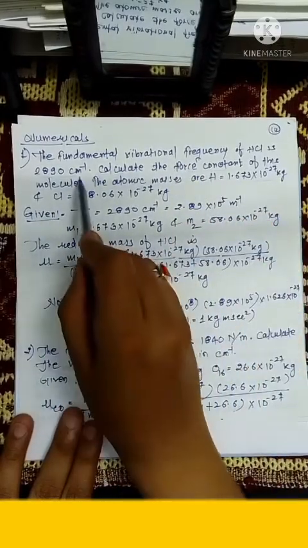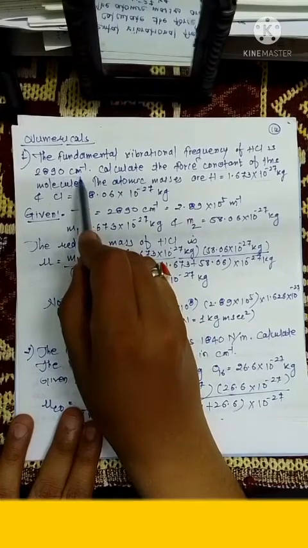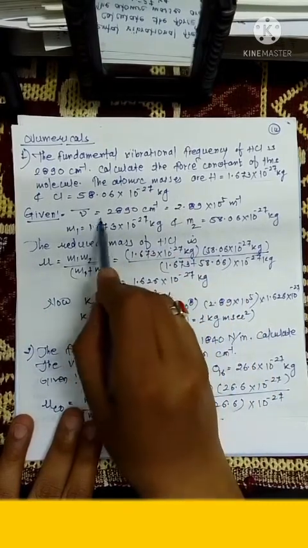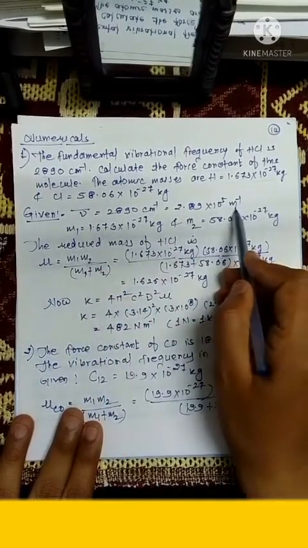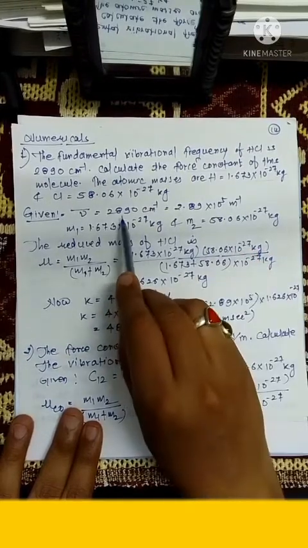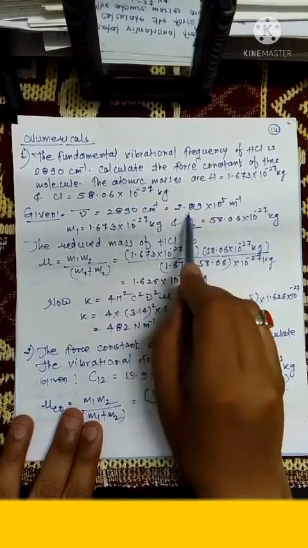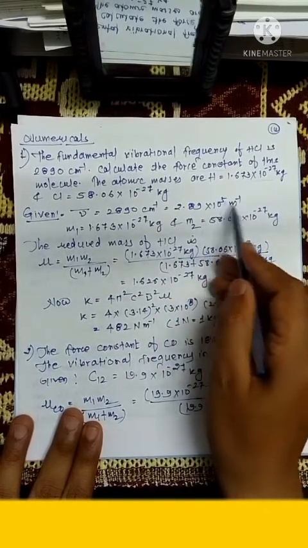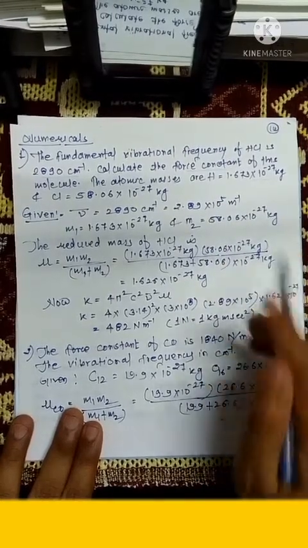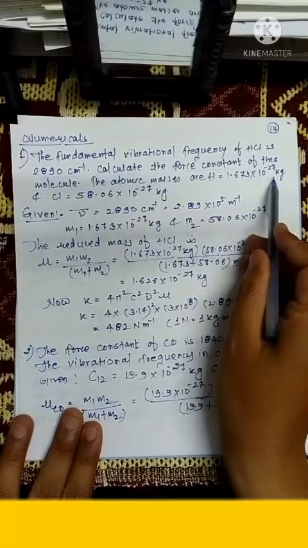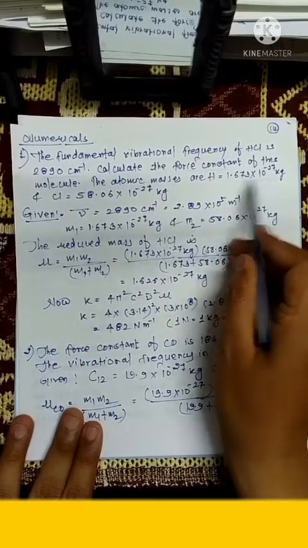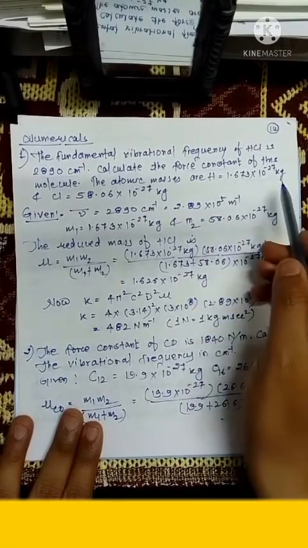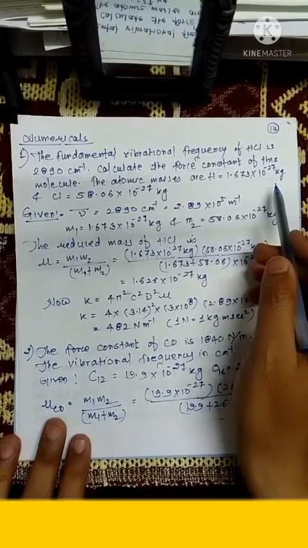Just see that fundamental frequency is given in centimeter inverse. So we can convert that centimeter inverse into meter inverse. Just multiply this quantity with 100. So it is equal to 2.89 into 10 raised to the power 5 meter inverse. Since atomic mass is directly given, there is no need to divide this with Avogadro number. When molar mass is given, then only divide molar mass by Avogadro number.